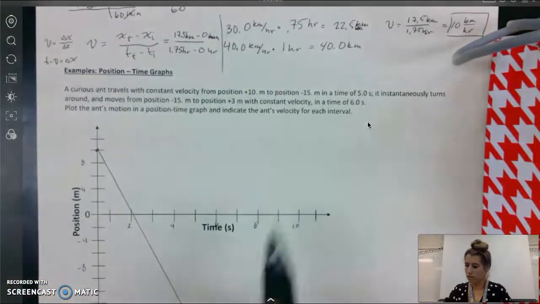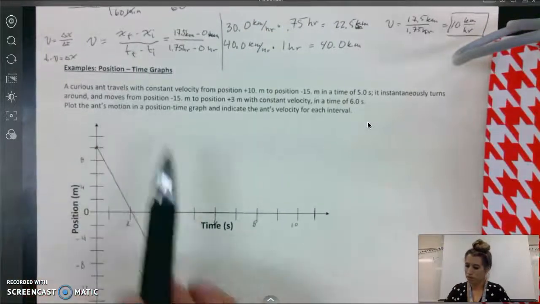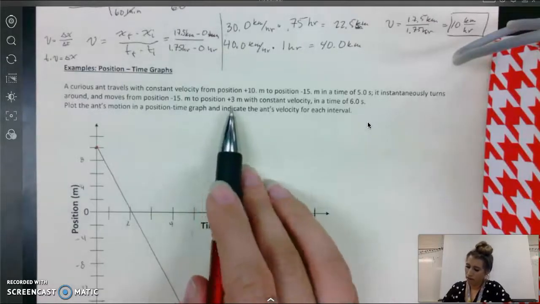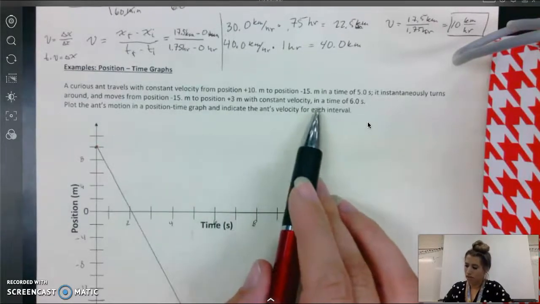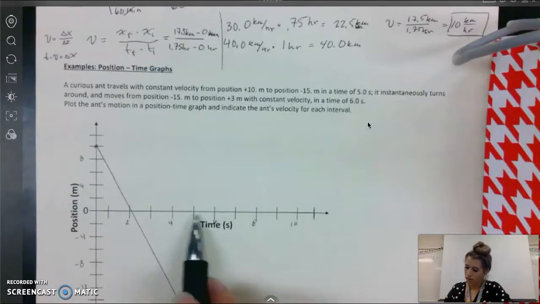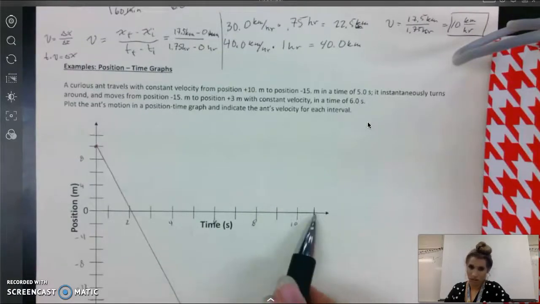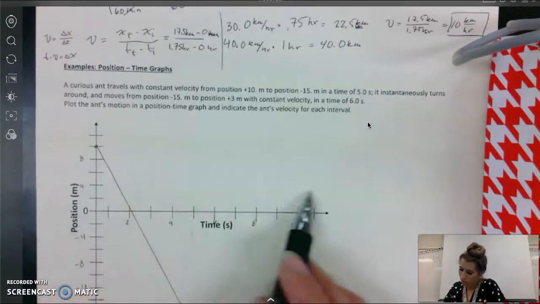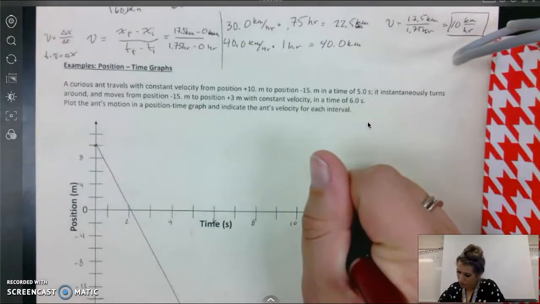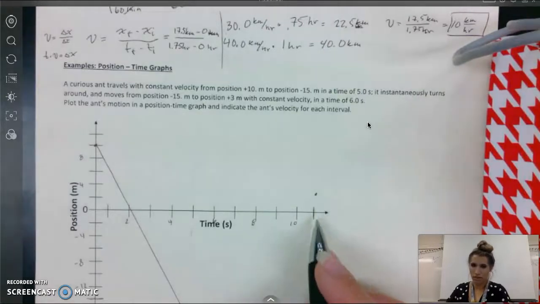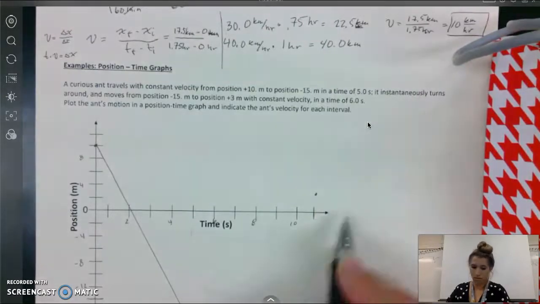Now it instantaneously turns around and moves from my negative 15 position to a positive 3 with a constant velocity in a time of 6 seconds. Okay, so we start here, and then 6 seconds, so 1, 2, 3, 4, 5, 6 seconds, we're now at a positive 3. Kind of in that range. Okay, that was our position, positive 3 after 6 more seconds.